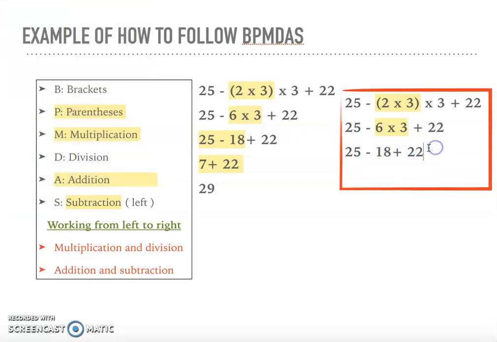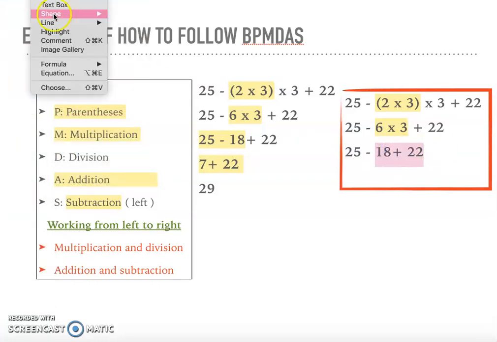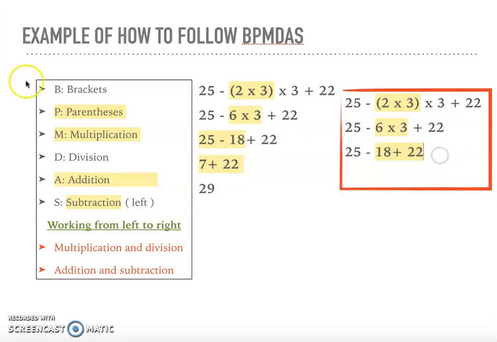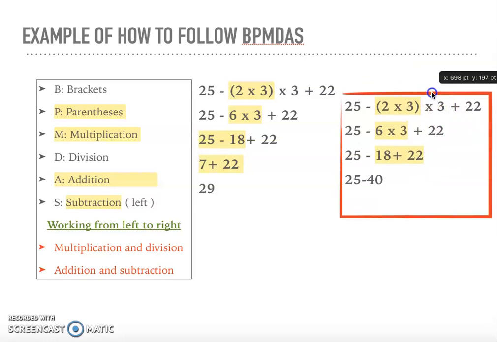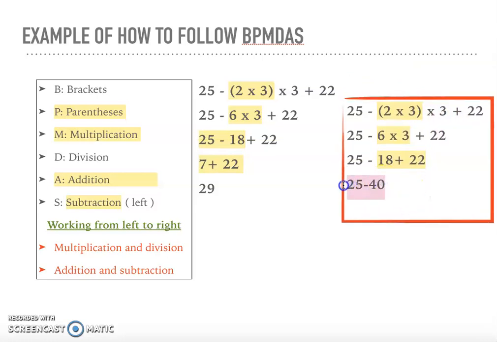So I'm gonna think, oh no, addition comes next in the BPMDAS, so I must add first. So 18 plus 22 gives me 40. So I am left with 25 minus 40. Okay, I know I can't do this because it's gonna give me a negative number, and you do not work with negative numbers, guys, until you're like in middle school or 6th grade.